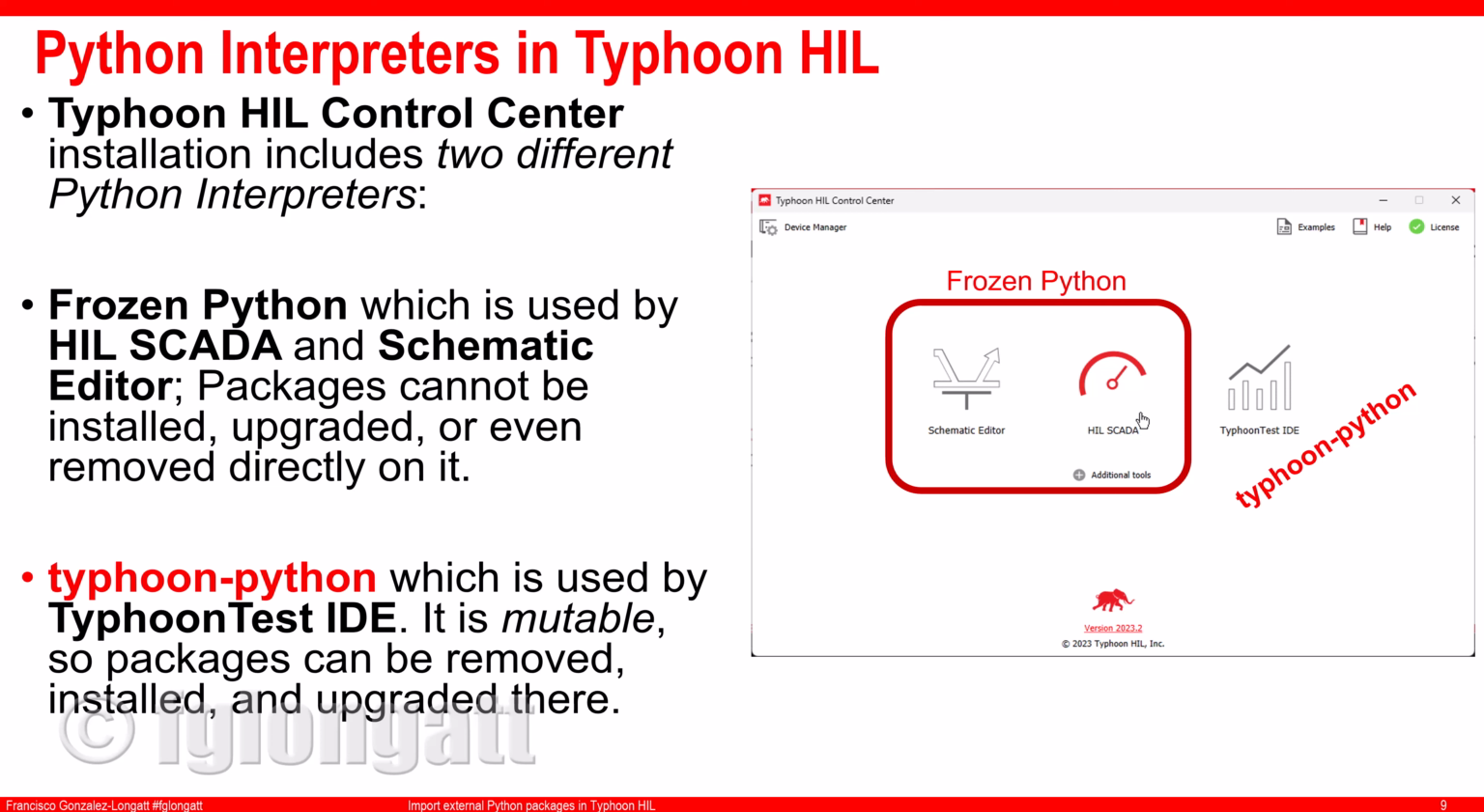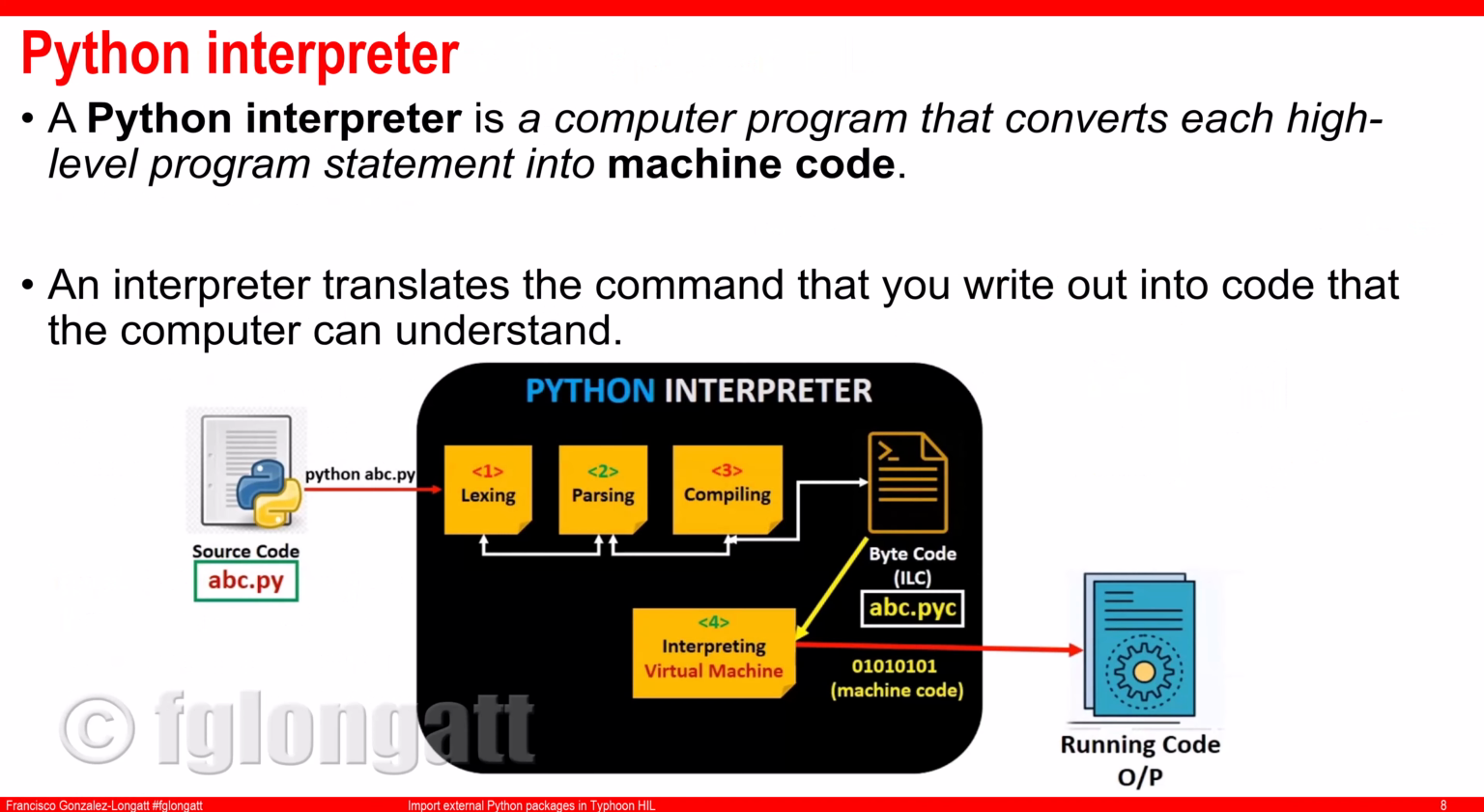The second Python interpreter is called Typhoon HIL Python, as you can see over here, and it is used by the Typhoon HIL Test IDE. As the name says, this one is mutable. That means that we can install packages there, remove them, and update them. So in this video, we will focus on the second type of Python interpreter inside the Typhoon HIL Control Center. Well, let's do the following.